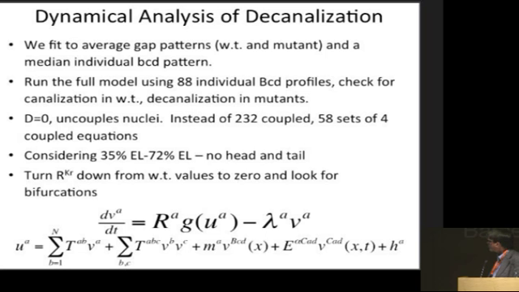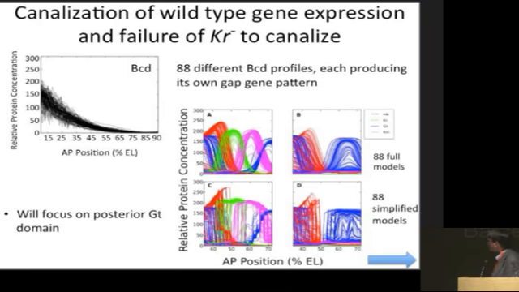We then short the equations by turning off diffusion. And then we have, instead of 232 coupled equations, because they're coupled by diffusion, you get 58 sets of 4 coupled equations. And then we're going to turn down the Kruppel synthesis rate continuously from wild type values to a null mutant value in a way that's actually a dynamical representation of an allelic series in genetics. And the results are shown here.